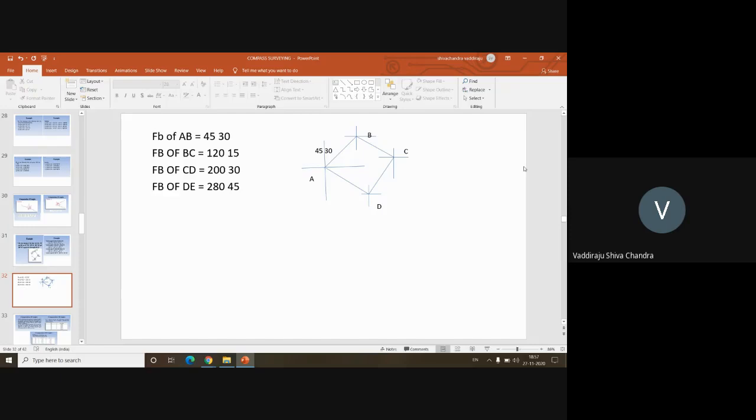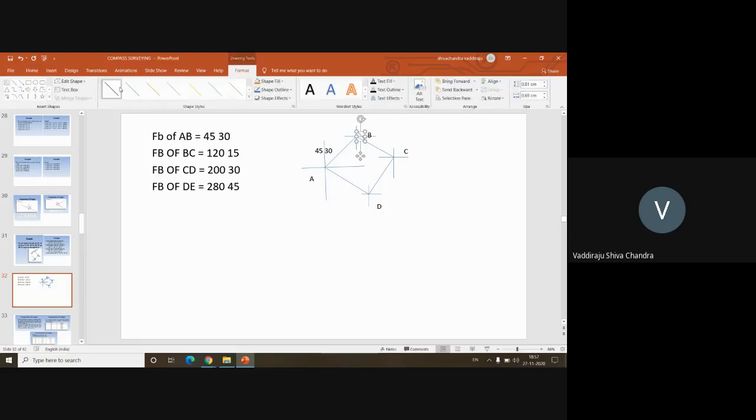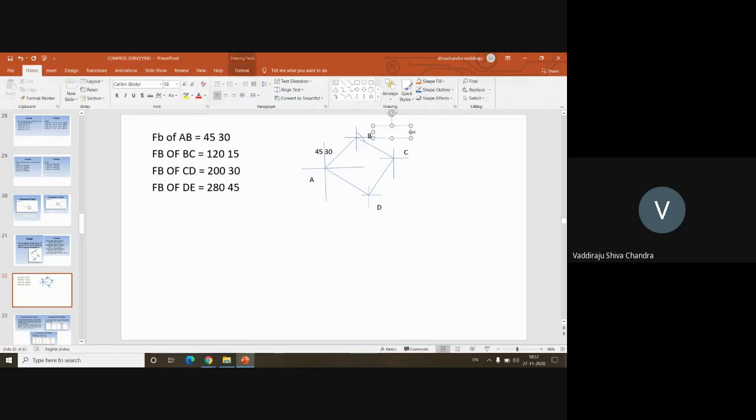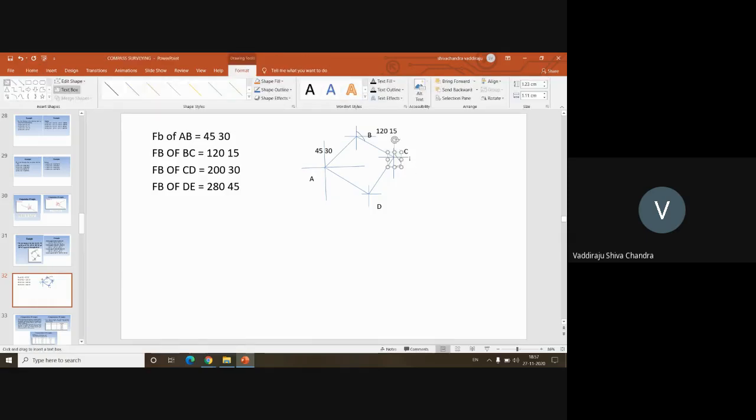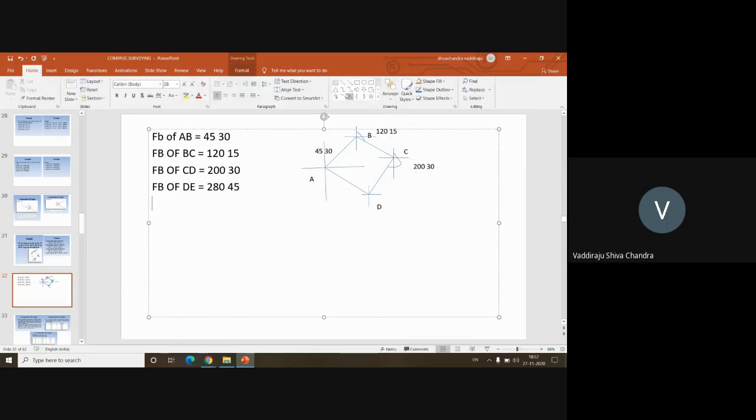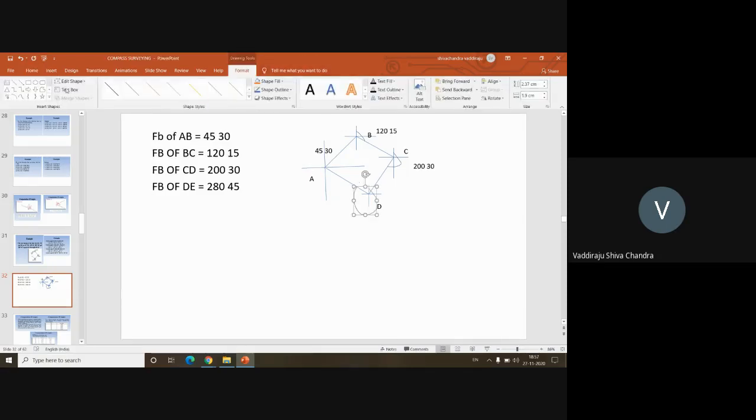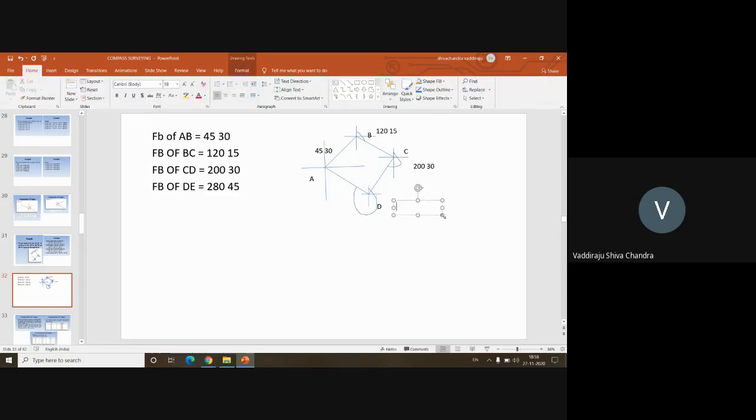So whenever we are trying to solve a problem in magnetic compass surveying, first try to draw the diagram. Then you will definitely have better clarity on how to proceed. Now you know all the angles, right? This is 45 30. This portion is 120 degrees 15 minutes. Then forebearing of CD is 200 degrees 30 minutes. And the forebearing of DA, from here to here, is 280 degrees 45 minutes. Is it clear up to this point, all of you?